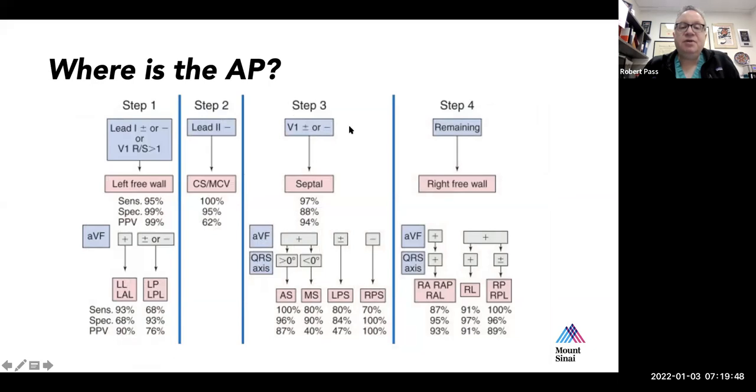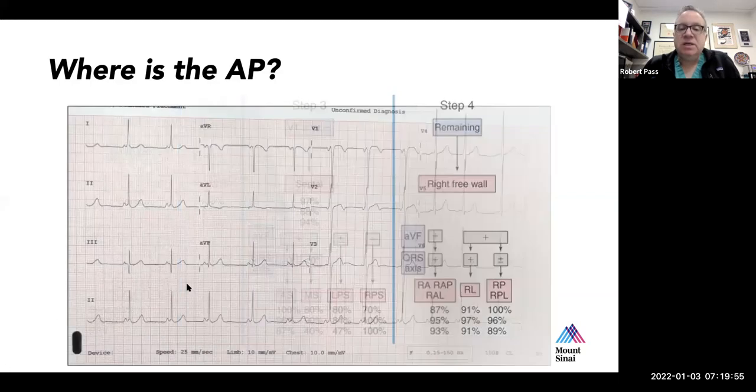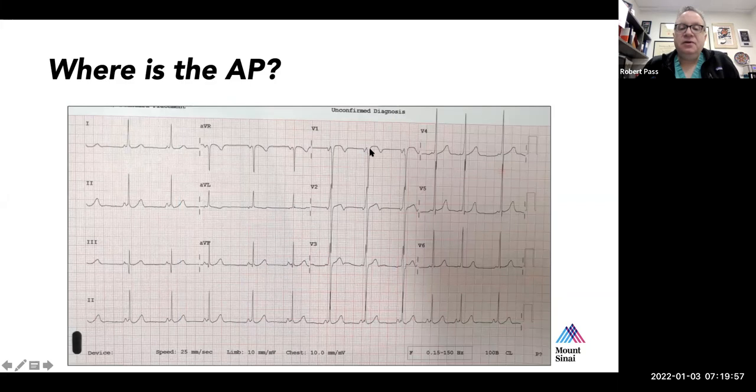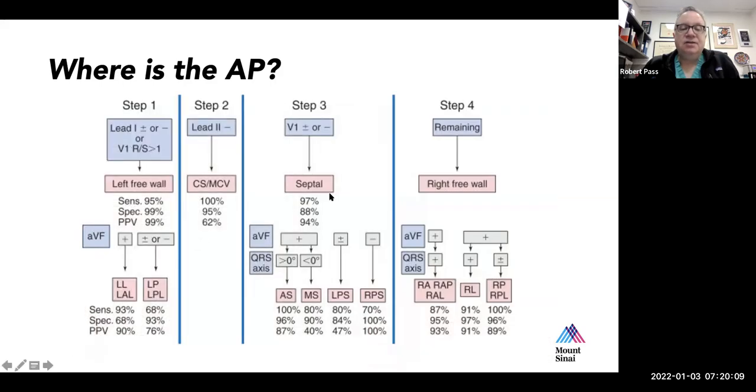So now we're going on to step three. Is the delta wave isoelectric or negative in V1? Here we are in V1, and I think we would agree that the delta wave is negative. It's downward in V1. So I'm going to give that a yes. That would suggest the pathway is septal, with a sensitivity of 97% and a positive predictive value of 94%. So fairly good that we're going to be somewhere on the septum.